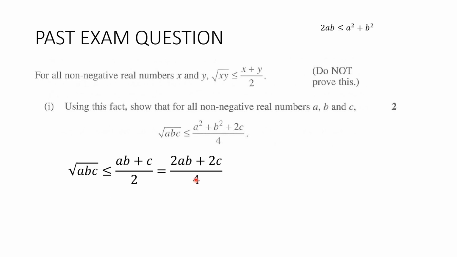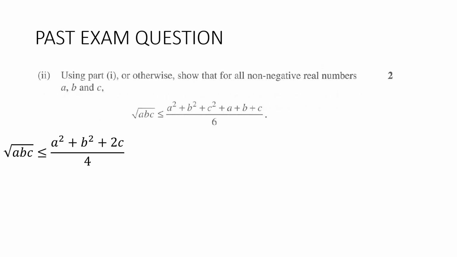But how do we get from here to here? We know that 2ab is less than or equal to a squared plus b squared, so it follows that (2ab + 2c)/4 is less than or equal to (a squared + b squared + 2c)/4. Now have a look at the notation here. I started with this, and then I said, well, this is equal to this. I've just changed it around, so I used an equal sign. But then this is less than or equal to this, and that's why I've used this sign here. So I've proven it. The square root of abc is less than or equal to (a squared + b squared + 2c)/4.